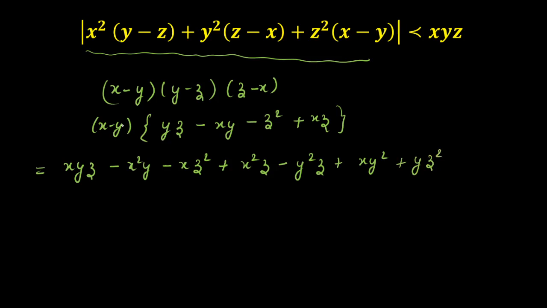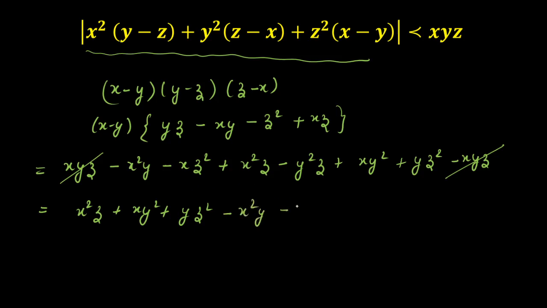The next term is minus xyz. Now as you can see, xyz will cancel out, because here there is a positive term and here there is a negative term. First I'll write all the positive terms, followed by the negative terms. So the positive terms are x square z plus xy square plus yz square. Now followed by the negative terms. The negative terms are x square y minus xz square minus y square z.